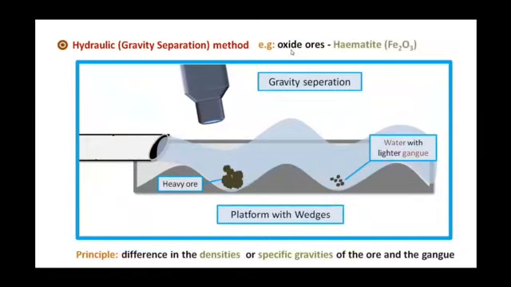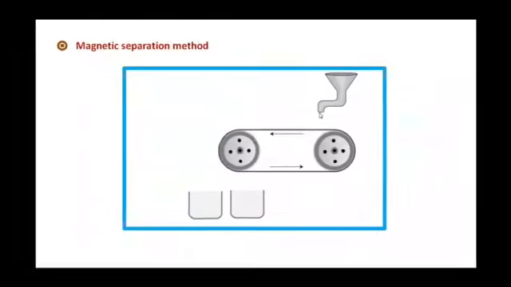Using the hydraulic method, oxide ores like hematite, and even gold, can be separated from their ore by removing the impurities, and the metal can be purified. The second method is the magnetic separation method.